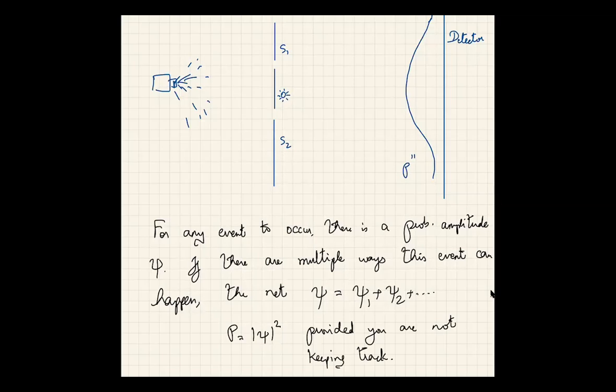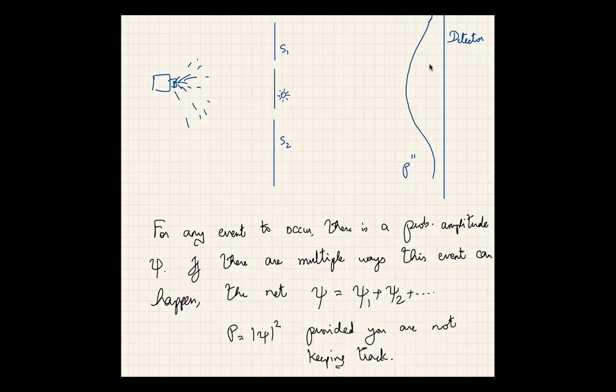Okay, so this is the net take-home message of this particular lecture. We will certainly talk more about this. I should also tell you that, of course, the game of quantum mechanics is basically to try and understand what this psi is for every situation.